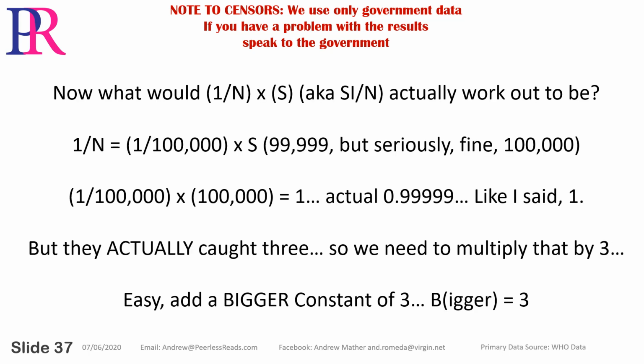Now, what would 1 over N times S, aka SI over N, actually work out to be? 1 over N equals 1/100,000th times S, 99,999, but seriously fine, 100,000. So 1 over 100,000 times 100,000 equals 1. Actually 0.99999, like I said, 1. But they actually caught 3. So we need to multiply that by 3. Easy, add a bigger constant of 3. B for bigger equals 3.